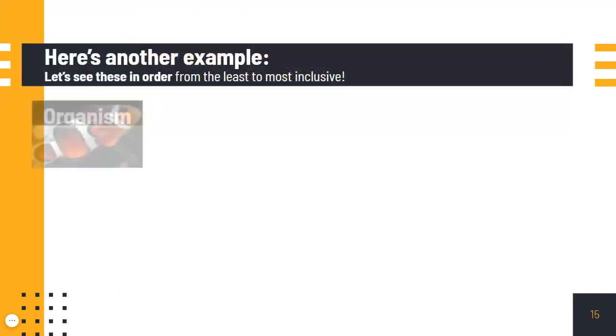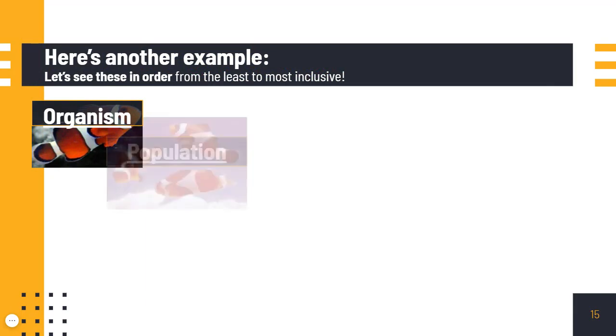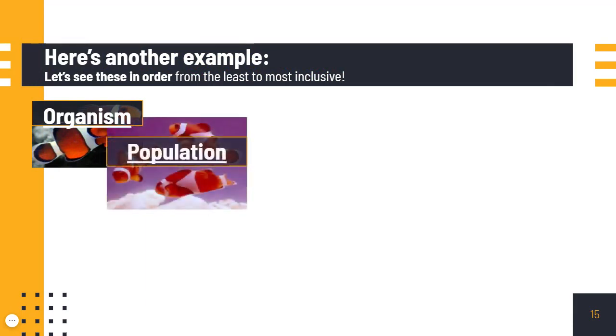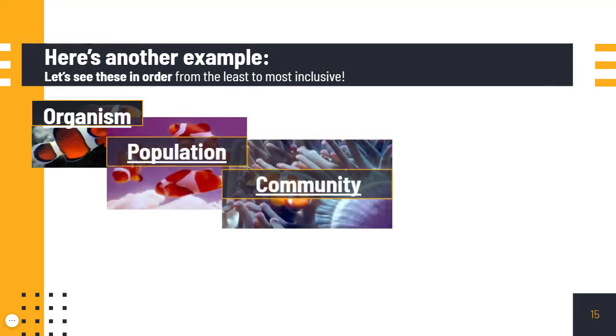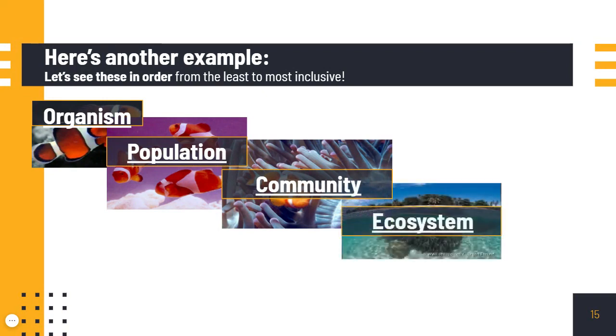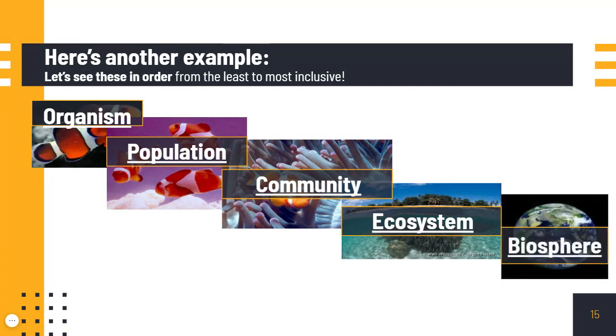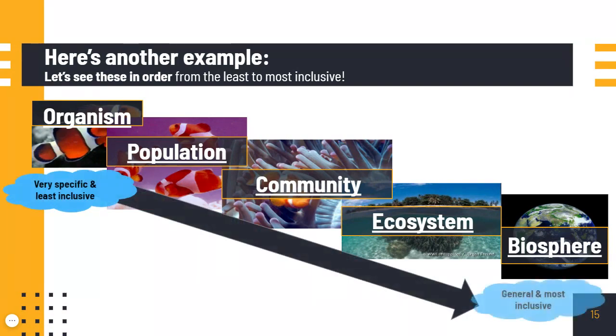And here's another example of what I mean by being most specific to most broad. An organism, just one, a group of organisms, population, a group of populations, in a community, many communities in an ecosystem, and all our ecosystems together make up a biosphere. Make sense?